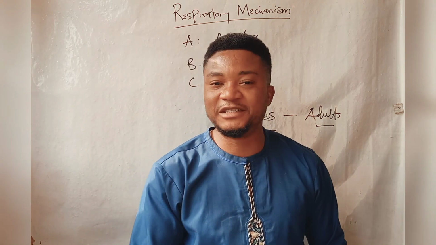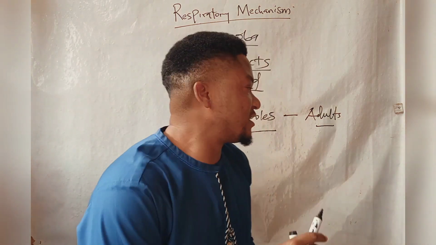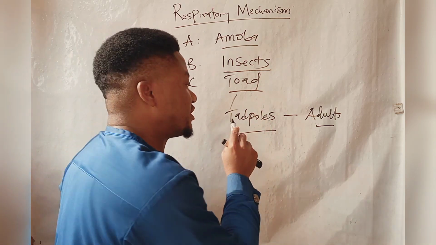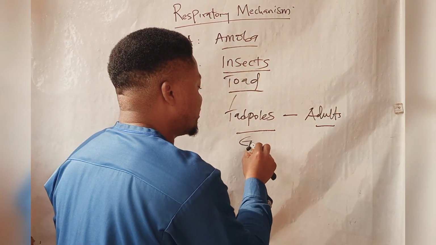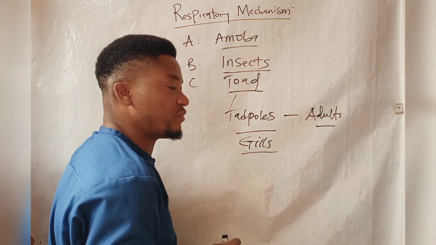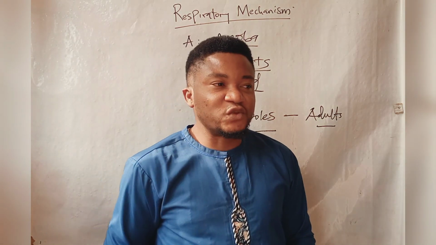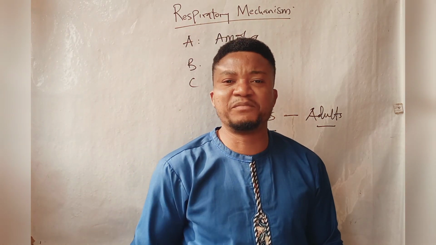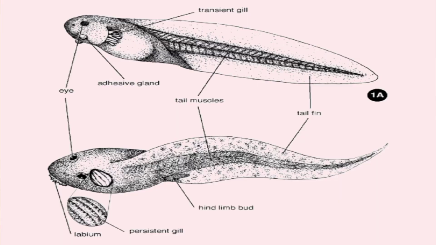First of all, we are talking about the tadpole, and we said that in the tadpole, respiration is being carried out using the gills by means of simple diffusion. As a result of the gills being available in the tadpole, these gills enable the tadpole to carry out respiration because the tadpole is still at the development stage. So water flows in, and by simple diffusion, these respiratory actions tend to happen in the tadpole.